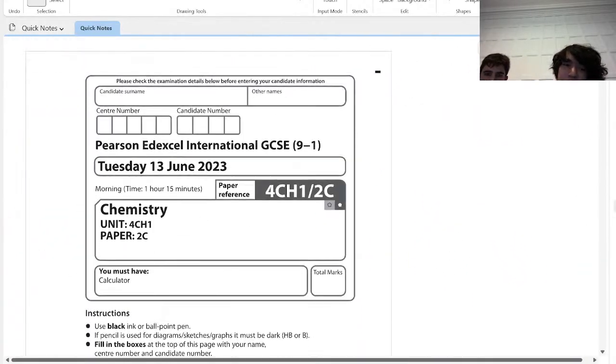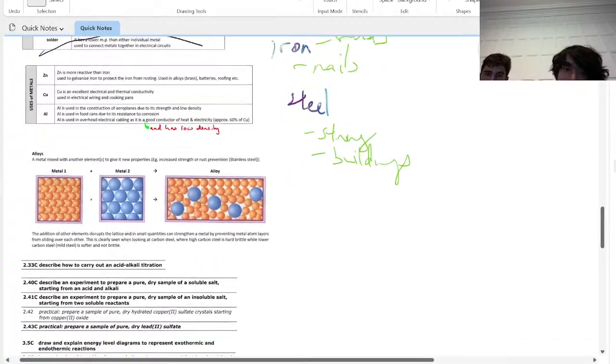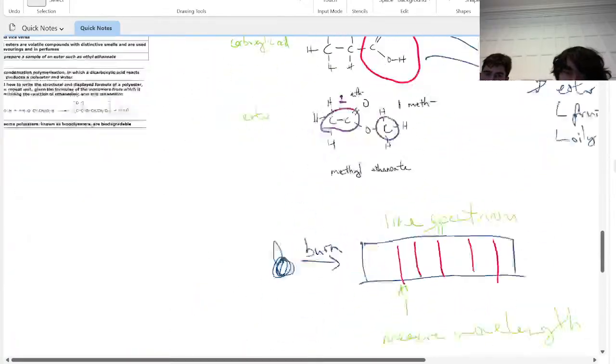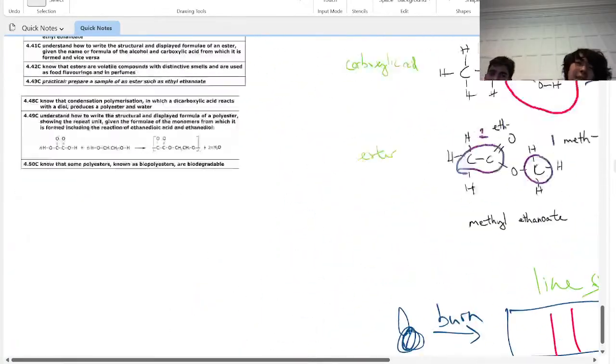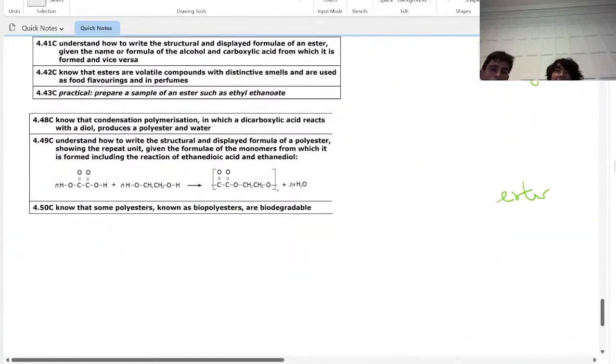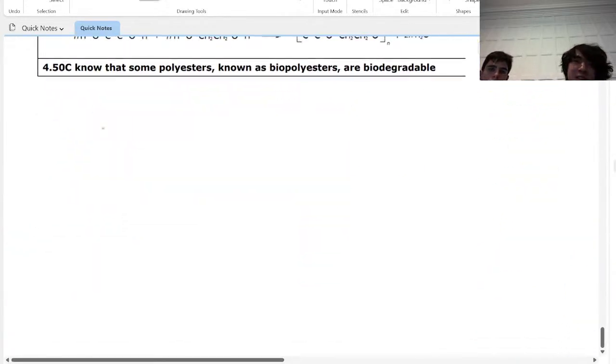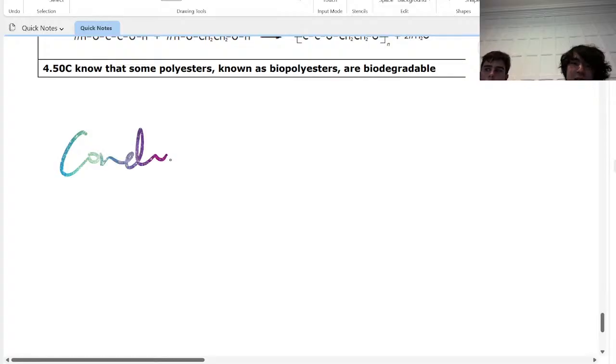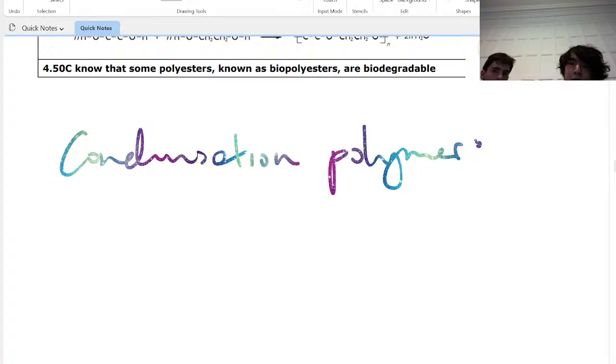We just did a past paper for Edexcel GCSE, but it's literally all the same content. You don't need the syllabus. Just do condensation polymerization, just do boxes. For condensation polymerization, we'll do both the ester one and the amide one. For Edexcel, you don't need to know amide, so it's fine.